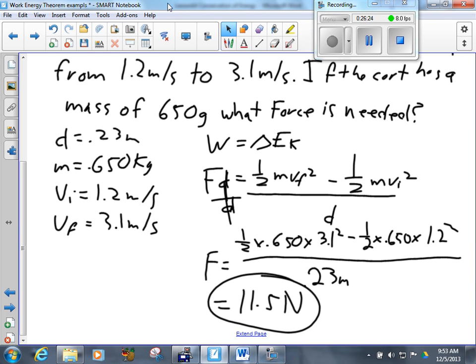Expect any one of those examples to be an exam level question on the work energy theorem. In fact, most of the time, they're not quite that involved. Oftentimes on a test, the initial energy is 0, or the final energy is 0.